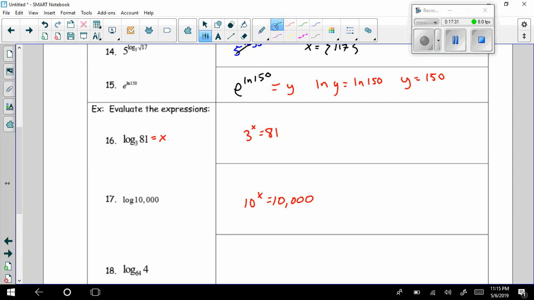Hopefully you looked and saw that these are a little bit different because now we don't have the same base. There's no rule that applies. So your goal then is to get this base to match if possible. So for example, this one here, 3 to the x, well, 81 is 3 to the fourth. So again, I have x equals 4. I have 10 to the x if I'm converting this. Well, 10,000 is 10 to the fourth. So x equals 4.